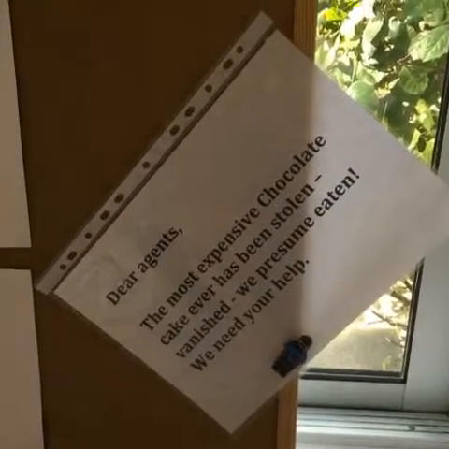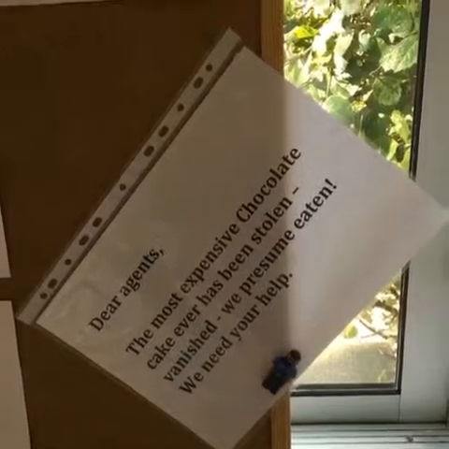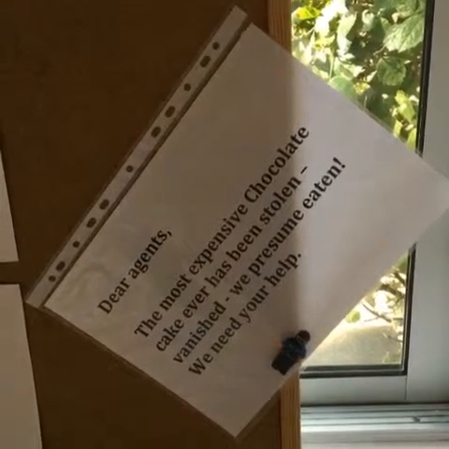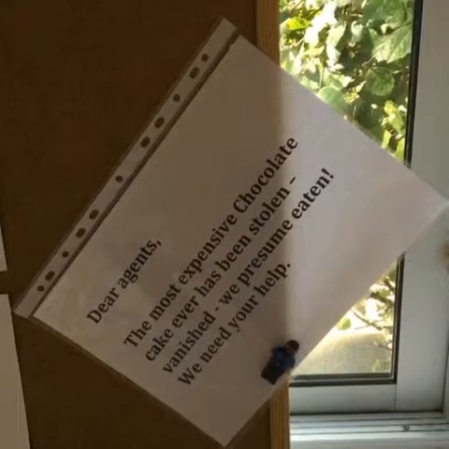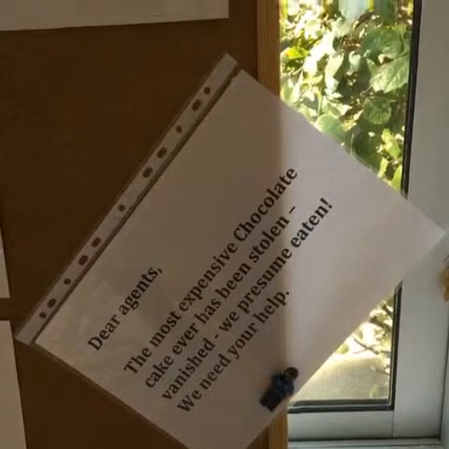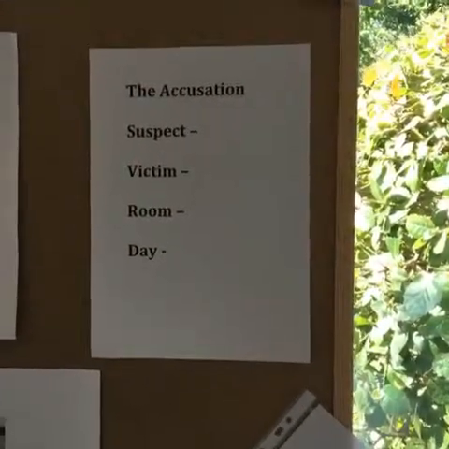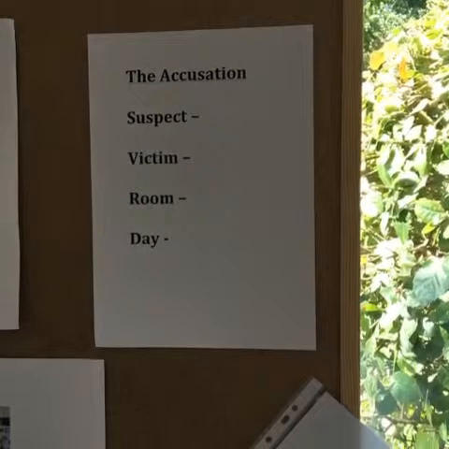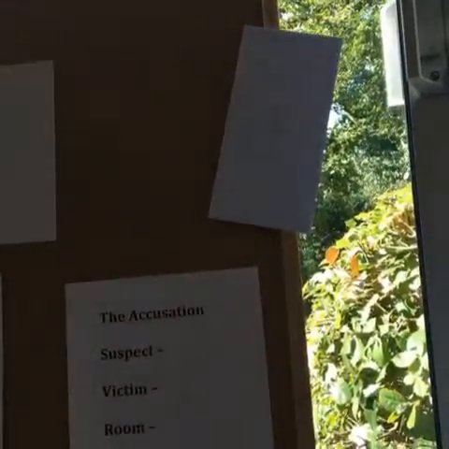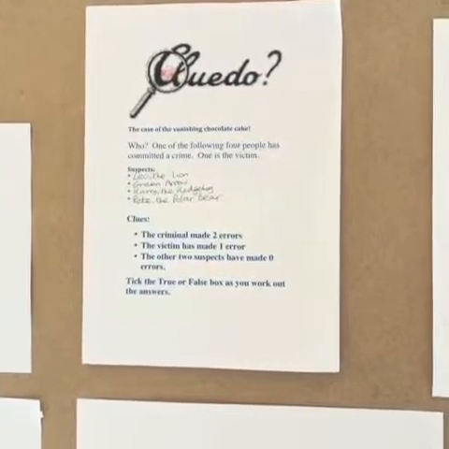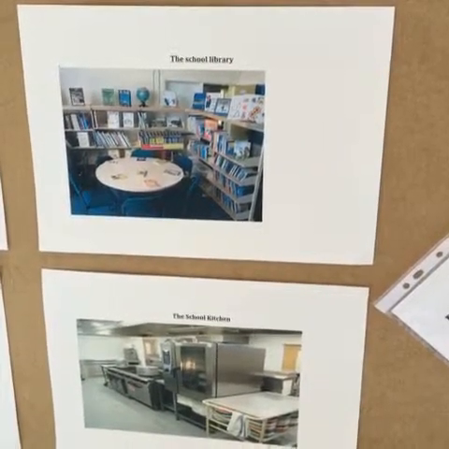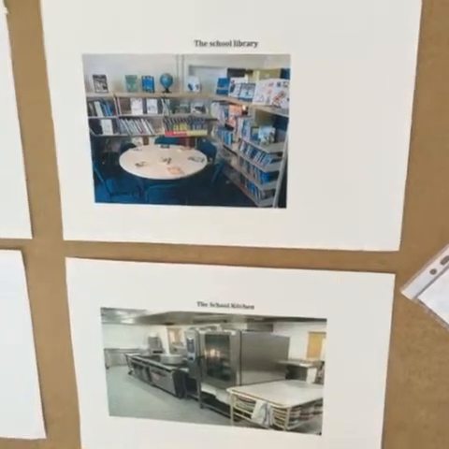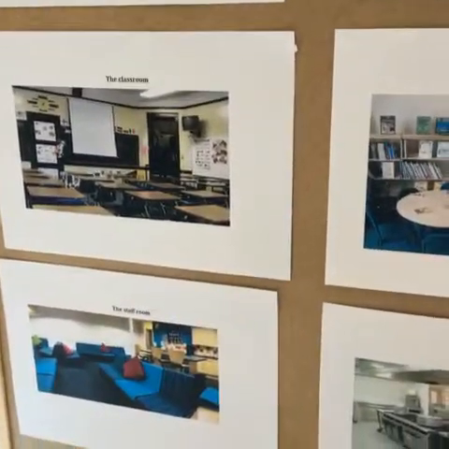On the board is a letter from a Lego detective saying, "Dear agents, the most expensive chocolate cake ever has been stolen. Vanished, we presume eaten. We need your help." Also on the board is the accusation sheet, which you're going to fill in at the end, and the answers. We also have the information, which we'll come back to in a minute, on the suspects. We have the rooms where the cake might have been stolen from: the school library, the school kitchen, the classroom or the staff room.